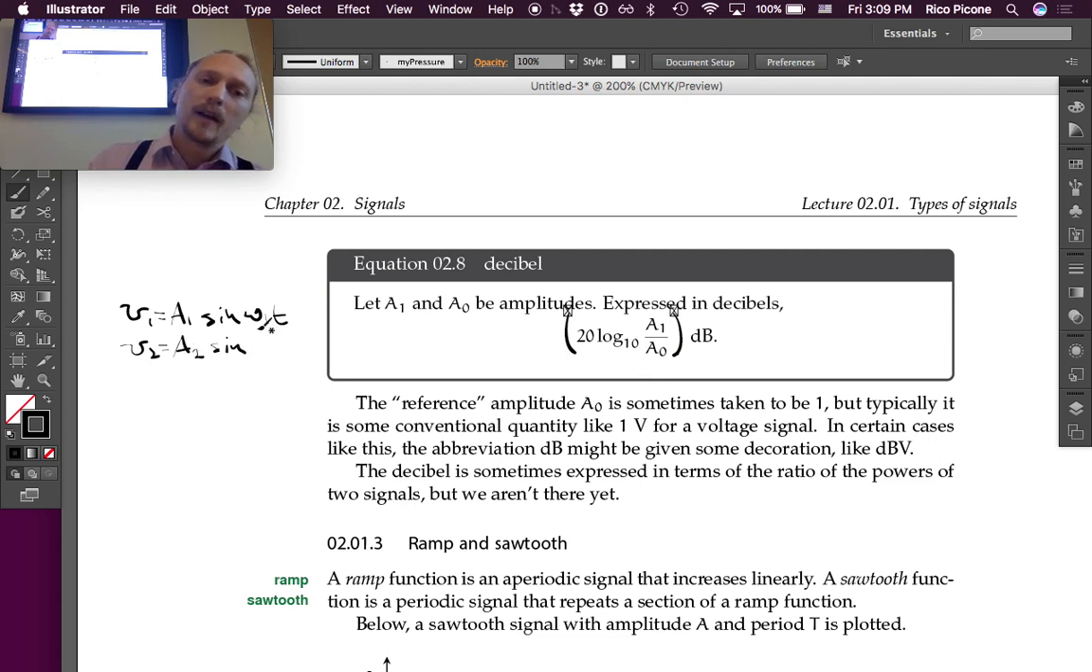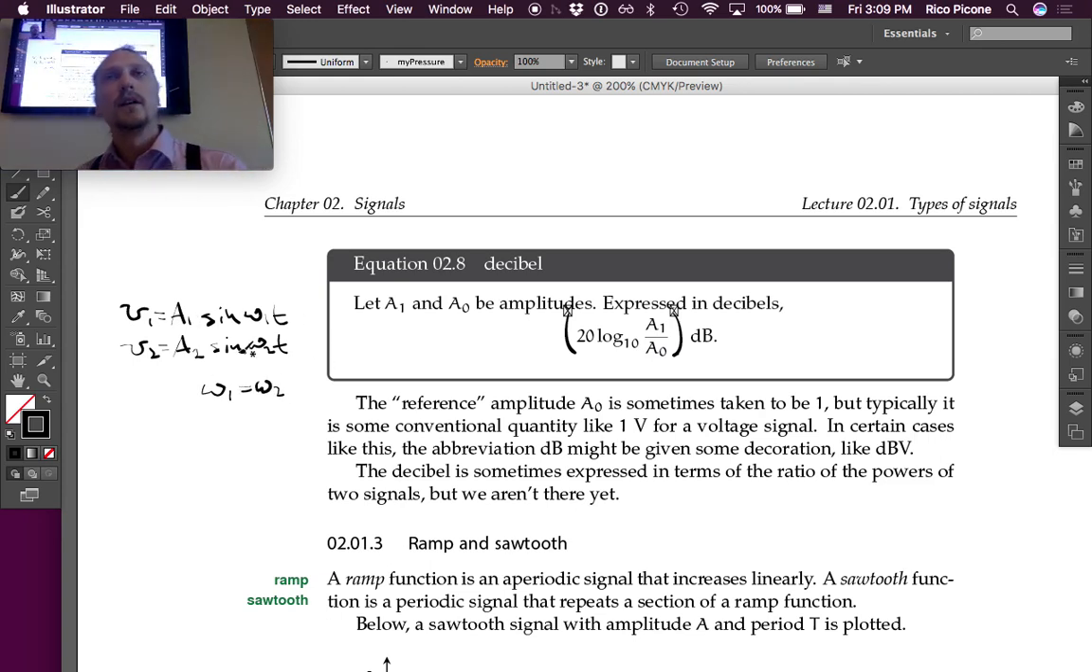Typically, if you're going to be comparing amplitudes, you're going to have the same frequency. So let's just say omega 1 is assumed to be equal to omega 2 here, but A1 in general is not equal to A2. I want to compare these two amplitudes. You can take the ratio of these two amplitudes, take the base 10 logarithm of that ratio, and multiply it by 20, and you will get yourself a dB ratio, a decibel ratio.